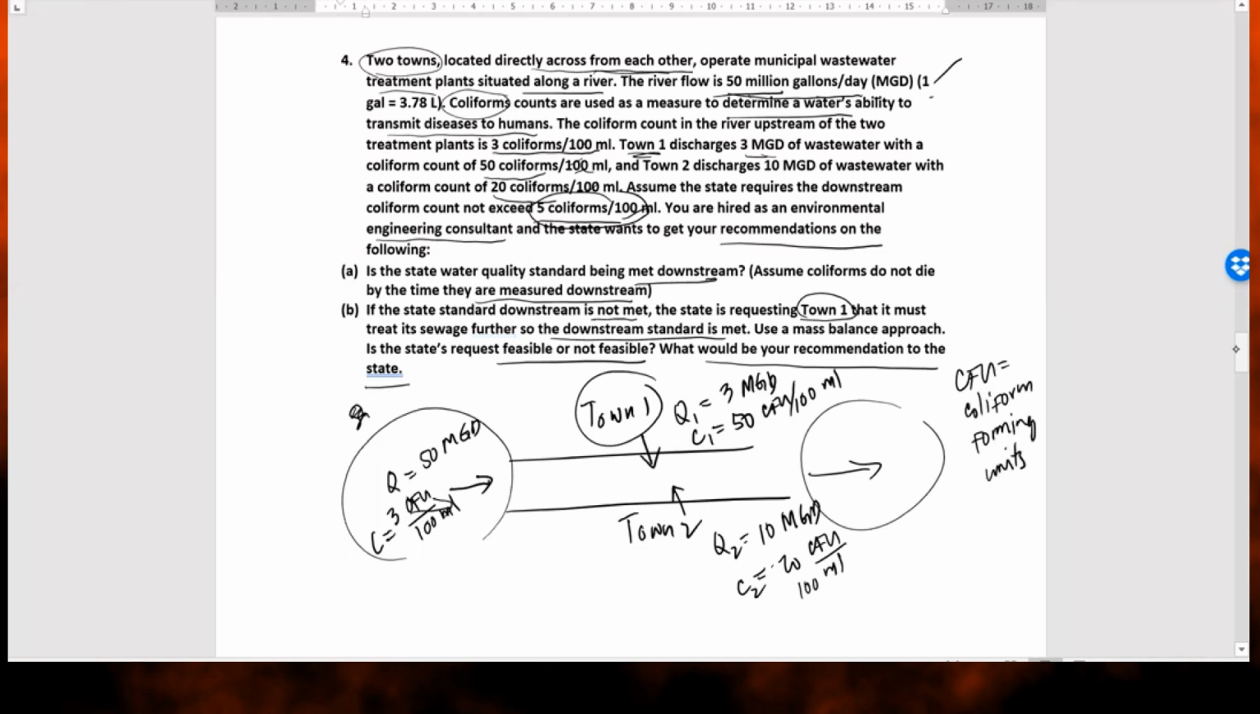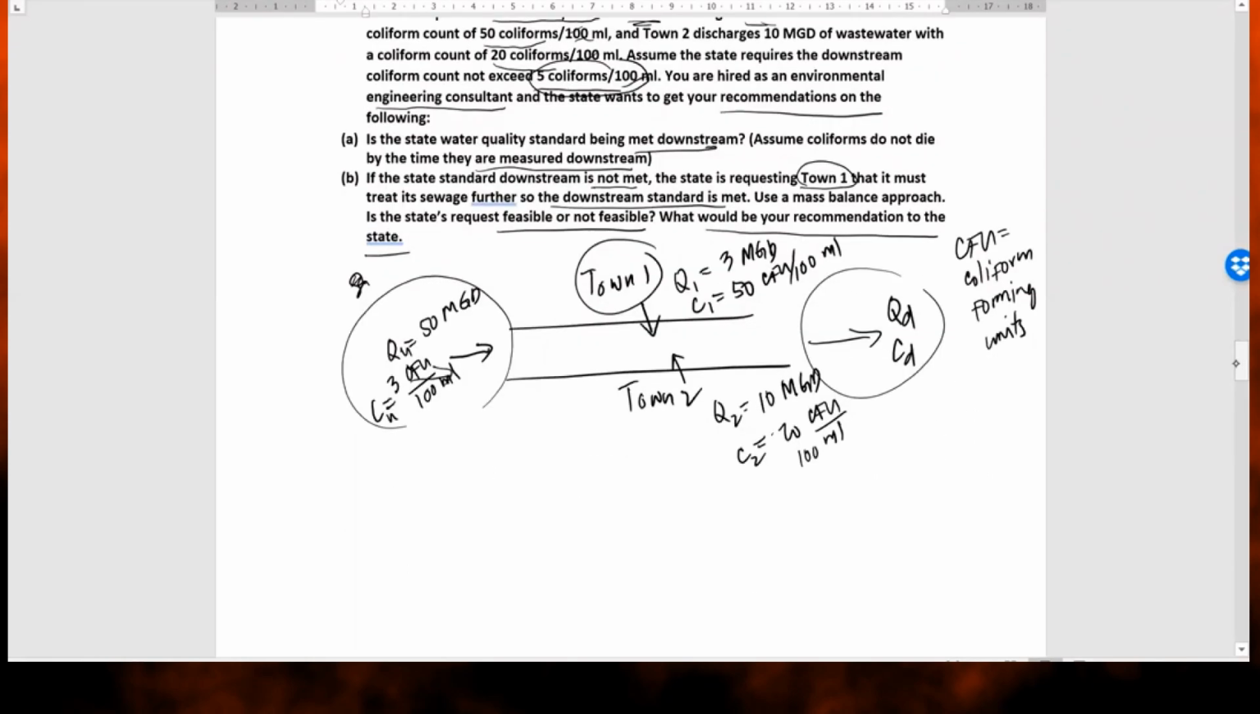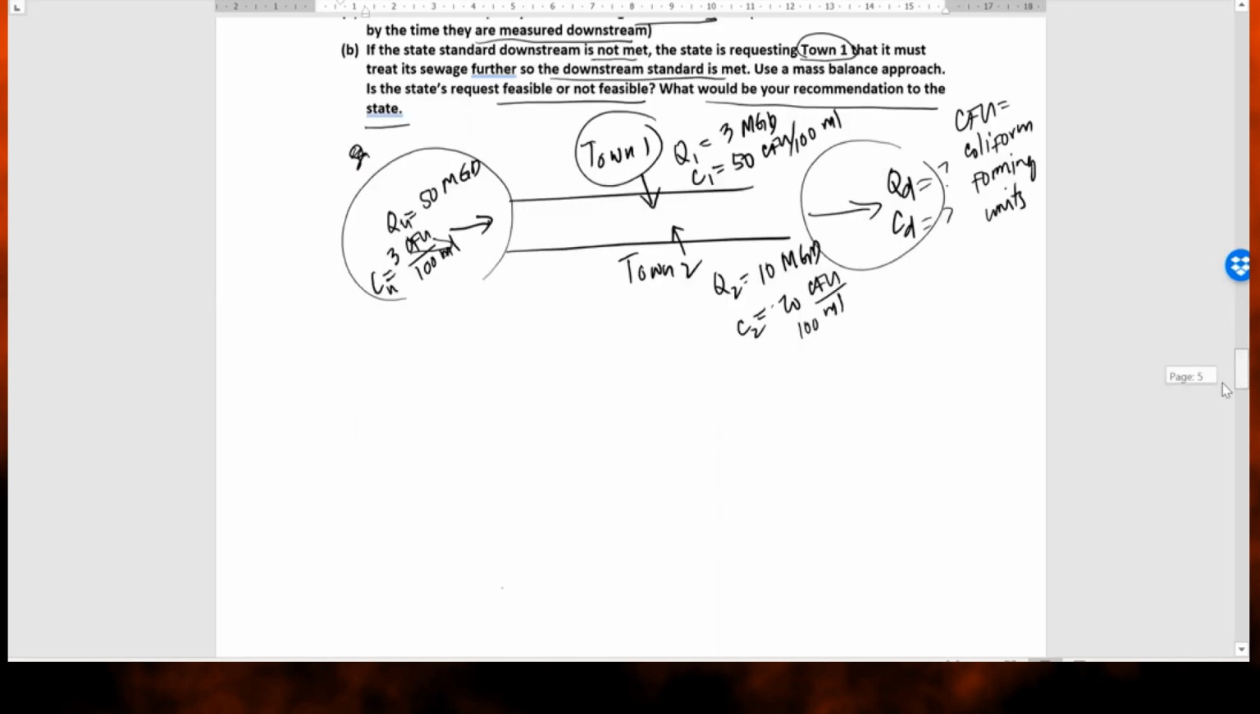And then what's the question here? We have Q upstream, C upstream, Q downstream, and C downstream. So now we have our schematic, and we can go directly to the solution. Our question is, what is this and what is this? Everything else is given. So this is the solution.